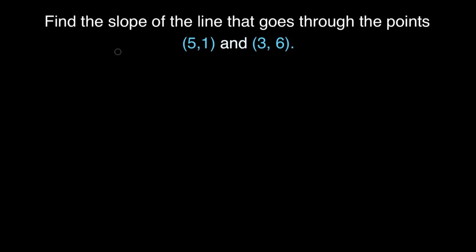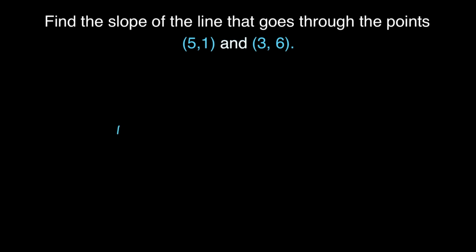We are told to find the slope of the line that goes through the points (5, 1) and (3, 6). So say we don't have graph paper and we can't write in our line and find the slope that way. How do we find the slope just by having these two different points? Well, there is a formula called the slope formula.